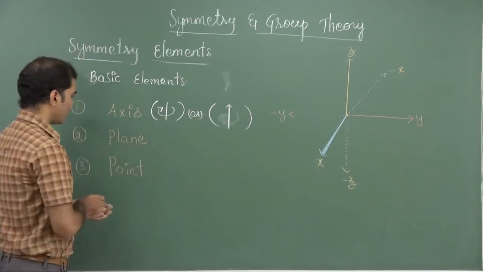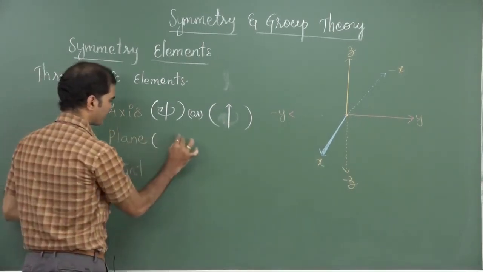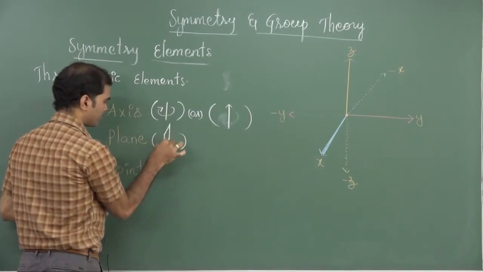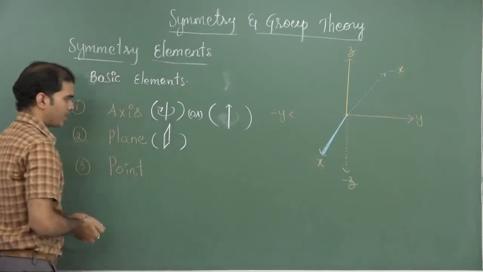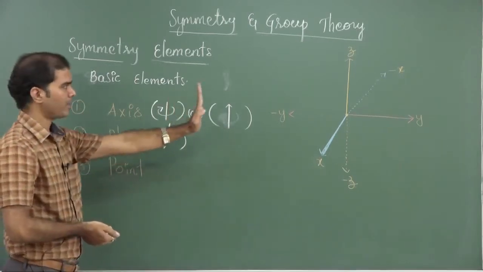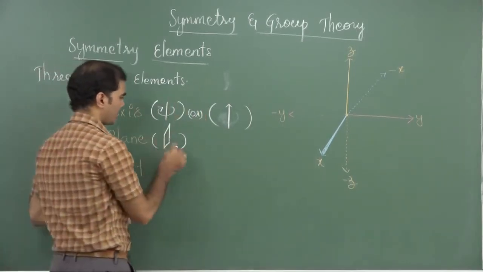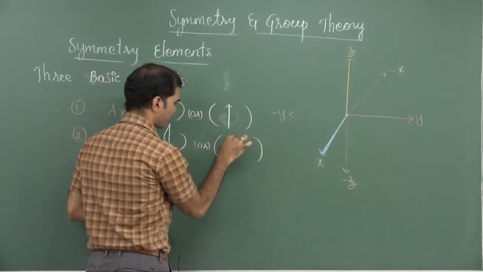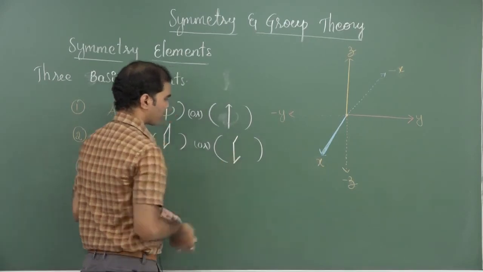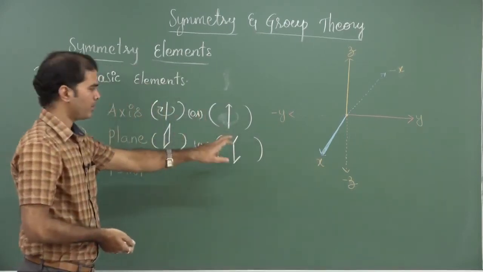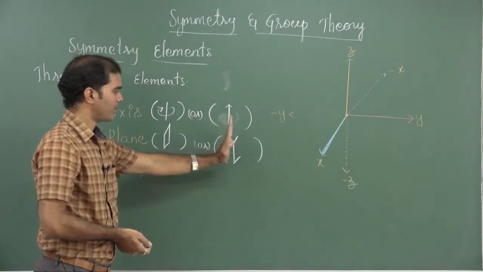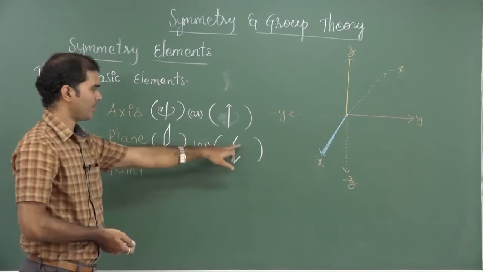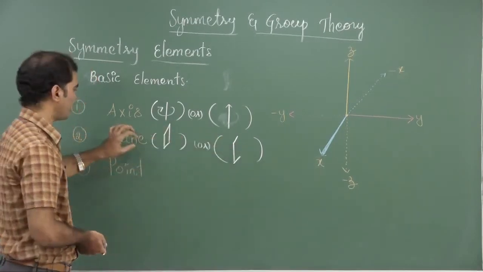The next one is a plane. So this is one plane. It is just an xz plane, or instead of putting a complete plane, you may just take half of it. This is just half a plane. You need not show the complete one, you can just take half of it. So either you can represent it this way or this way. This is taken as another symmetry element.